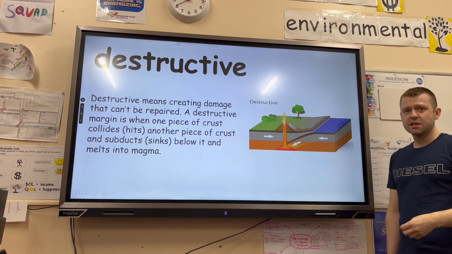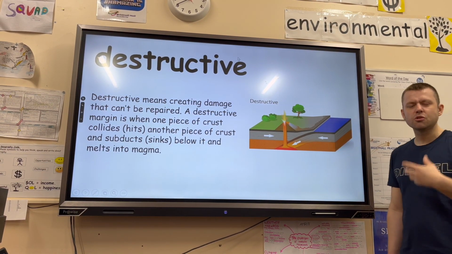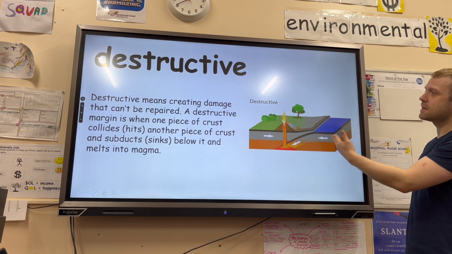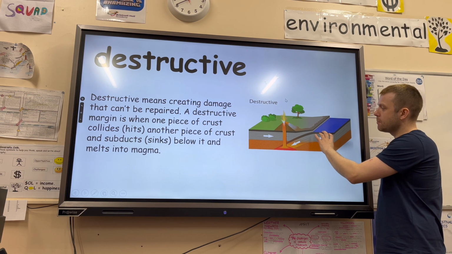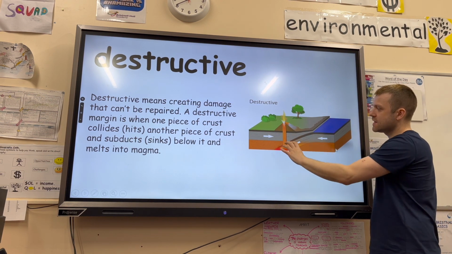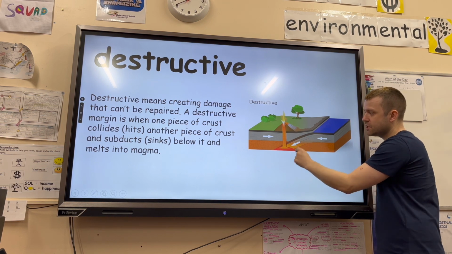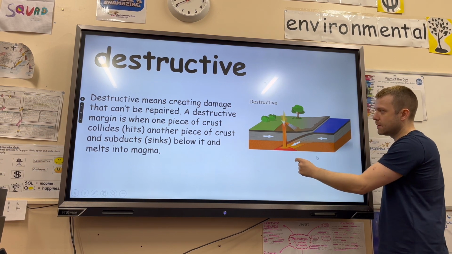Now, destructive. Destroy is the word to damage or make less good. Destructive is basically when one tectonic plate moves towards another tectonic plate and it subducts below and melts. This is where the destruction is happening.